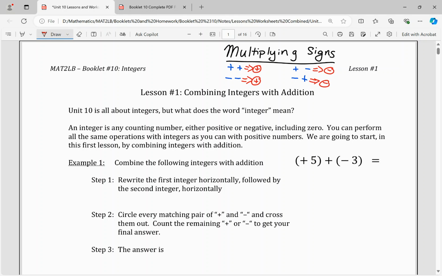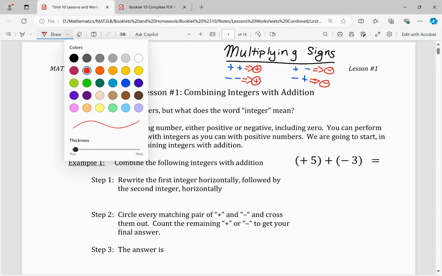Now, the way that I like to think of it is kind of like a slot machine, right? When you're playing the slot machines, what you want is for all of the symbols to match. So if both of the symbols are positive or both of the symbols are negative, they match, and that's a good thing. So it results in a positive. If your two symbols don't match, that's a bad thing. So it results in a negative.